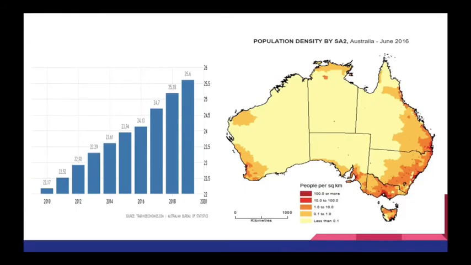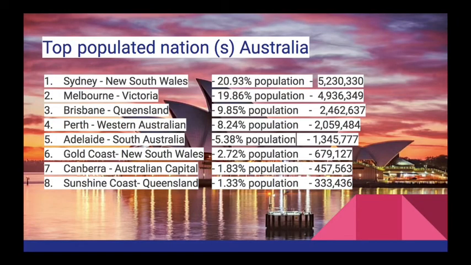And here are some maps for Australia. On the right is a map for the population density, and to the left is the population from 2010 to 2020. The top populated nations for Australia, number 1 is Sydney, New South Wales, with a percentage of 20.93% of the population. Melbourne, Victoria region at 19.86% of the population.